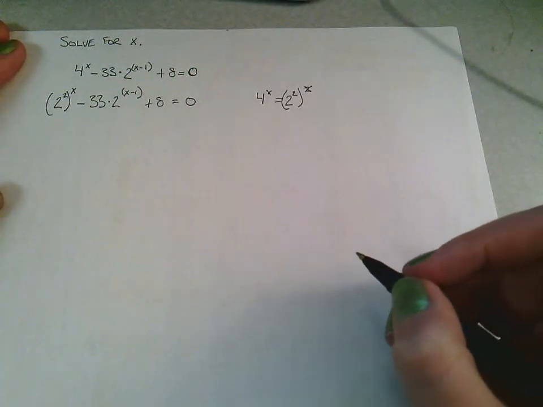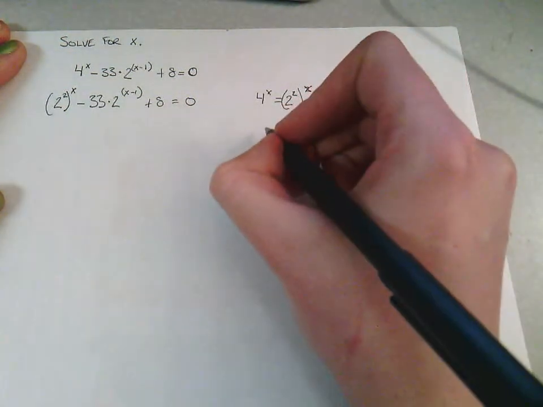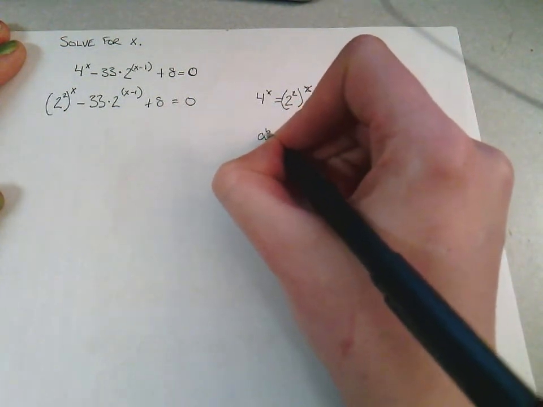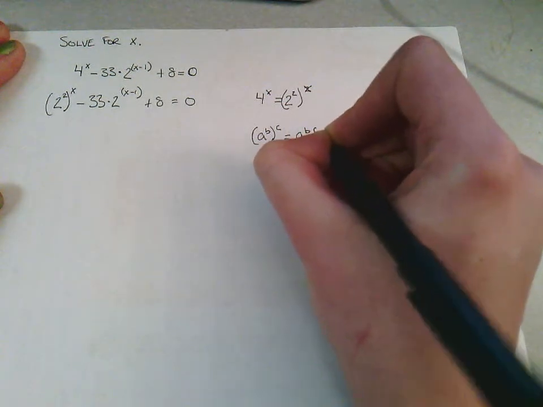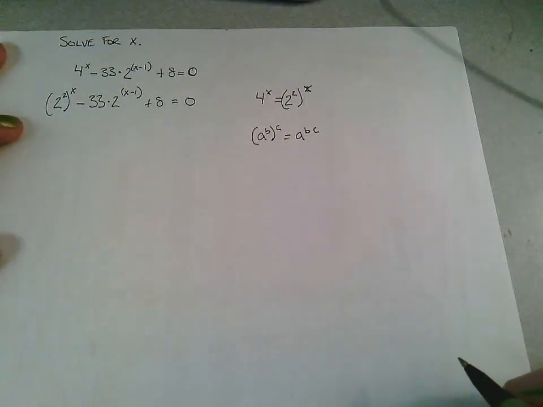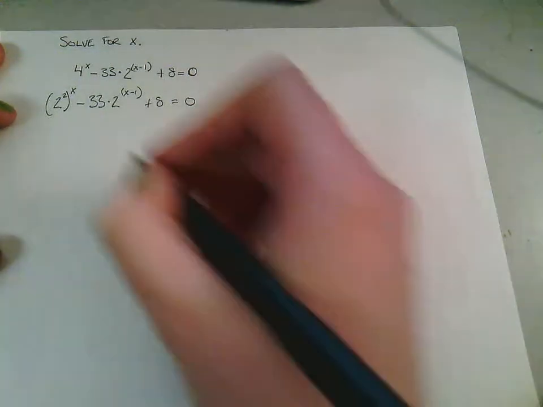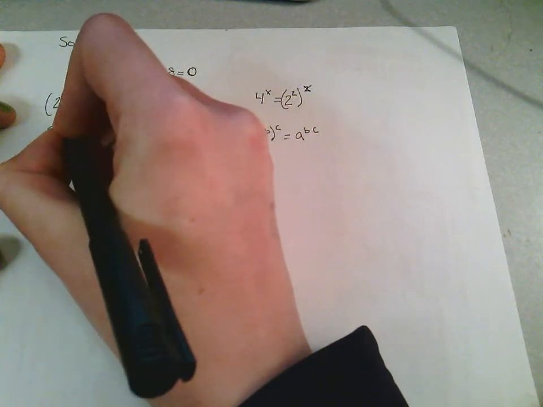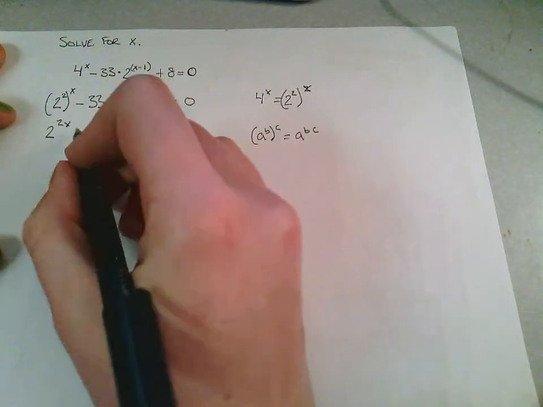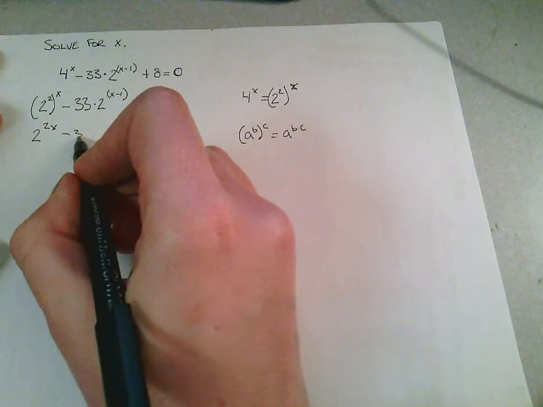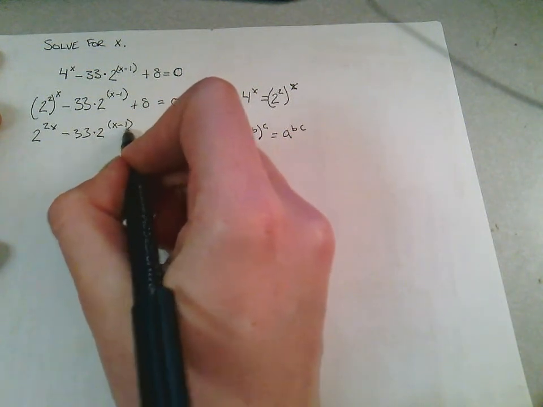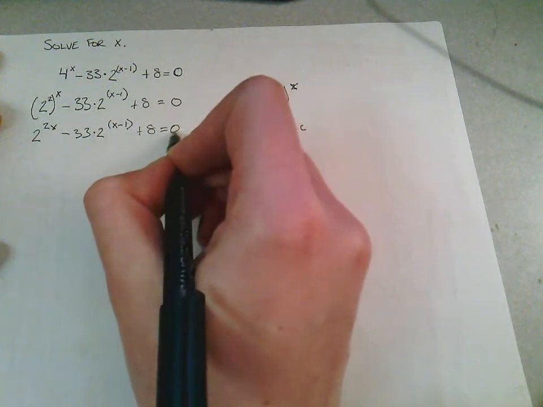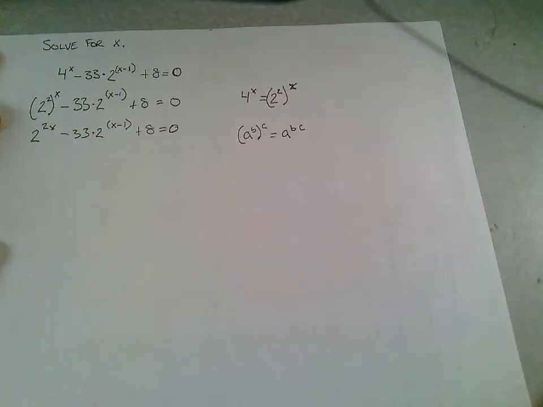We'll then apply an exponent rule, that a to the b to the c equals a to the bc. When we apply that to our 2 to the 2 to the x, we will get 2 to the 2x minus 33 times 2 to the x minus 1 plus 8 equals 0. Still kind of repetitive so far.